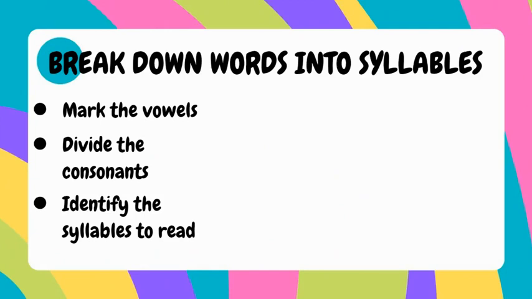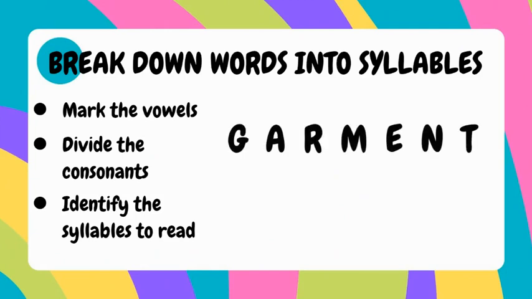Next, we have the word garment. Identify your vowels. A and the letter E. Divide the consonants. So now we want to make sure that every vowel has its consonant if it's available. And so most likely, we have garment. Well, there's quite a bit, right? The E has the N and the T. The A could have the R.